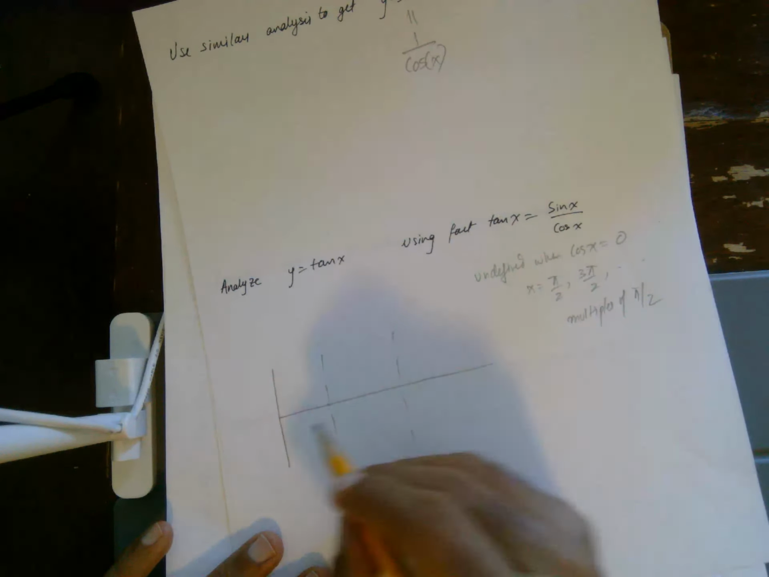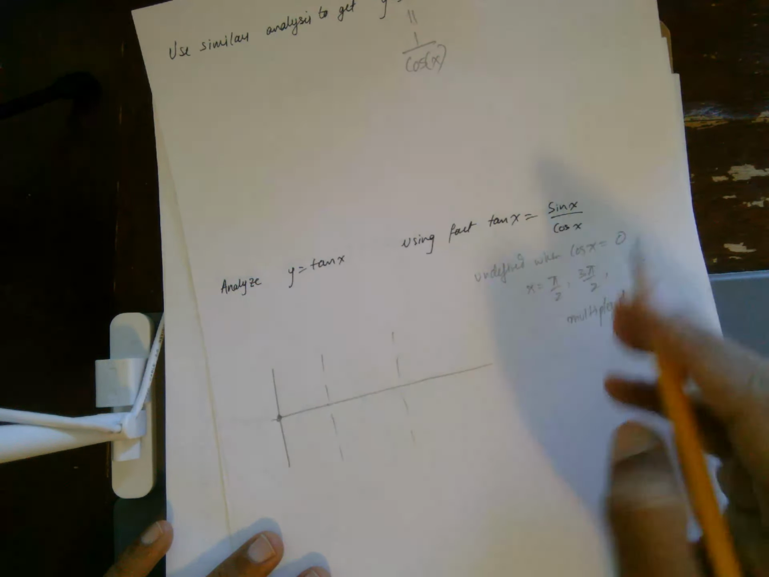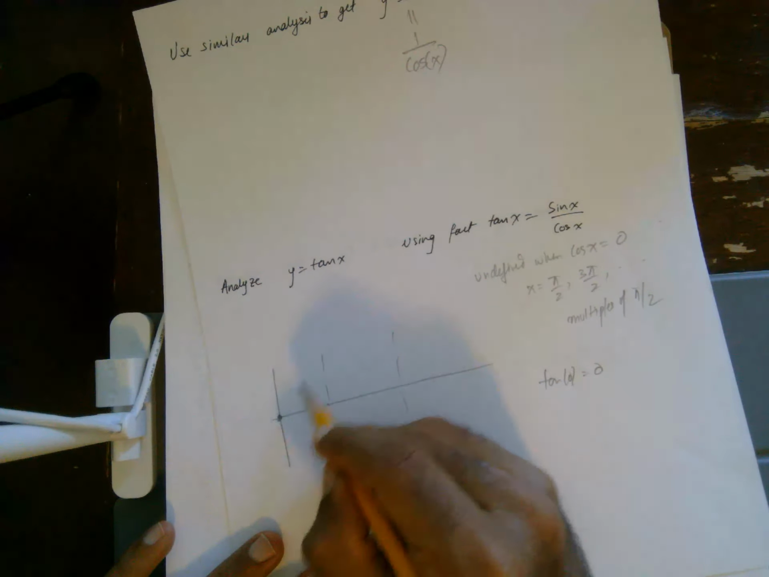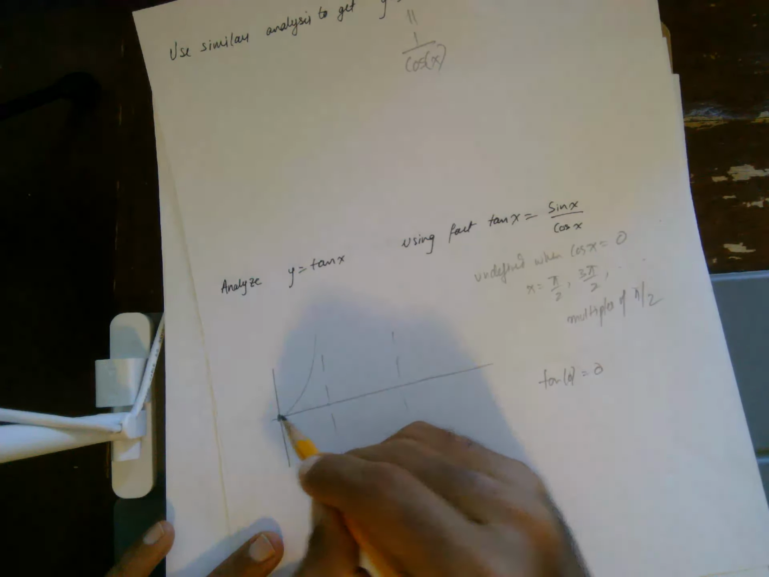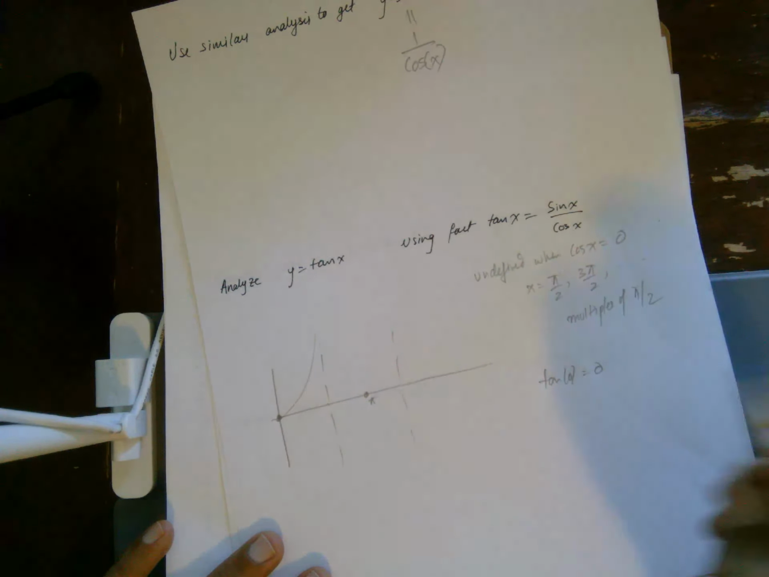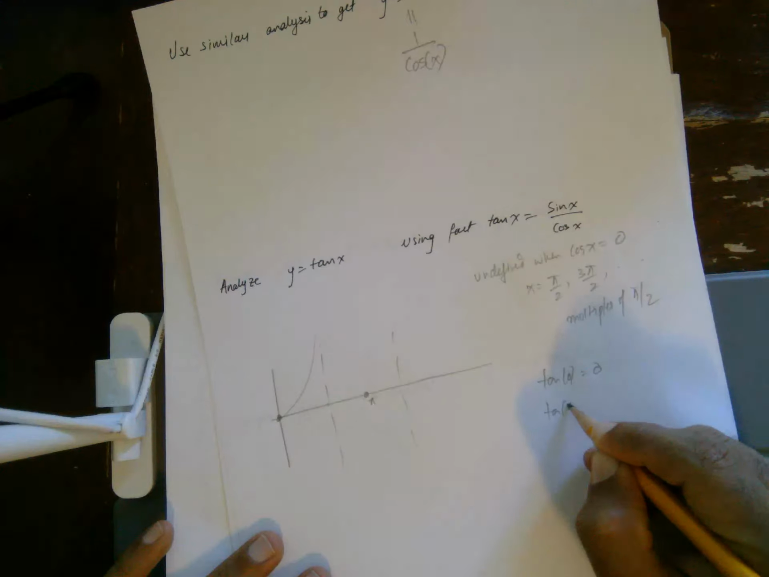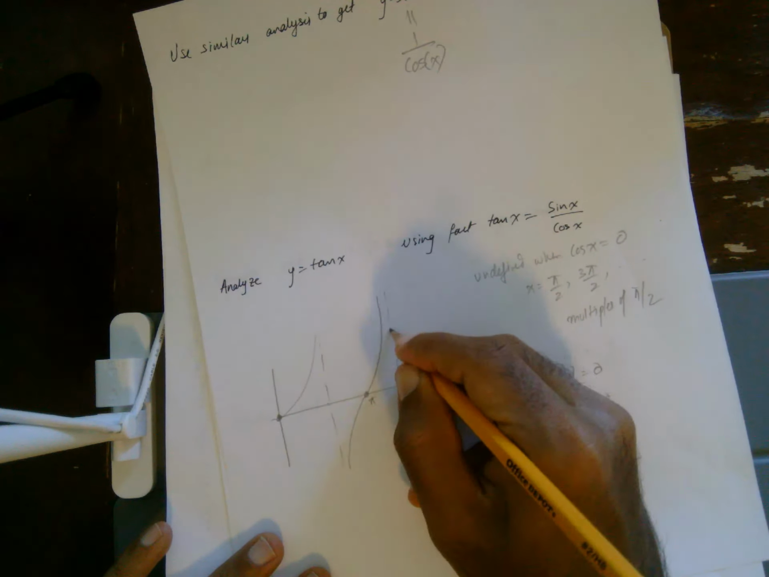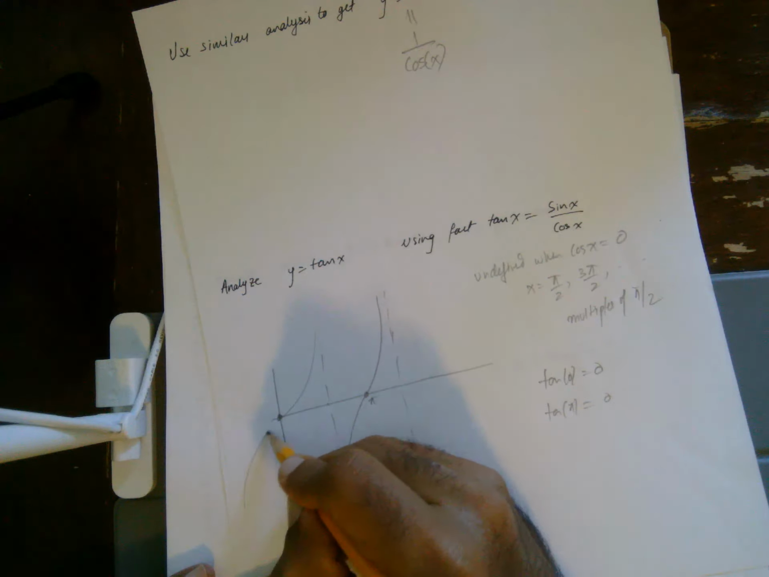What about at 0? At 0, tan 0 is 0. So we have that. And then again, at pi, tan pi is 0. So you get a graph like that.